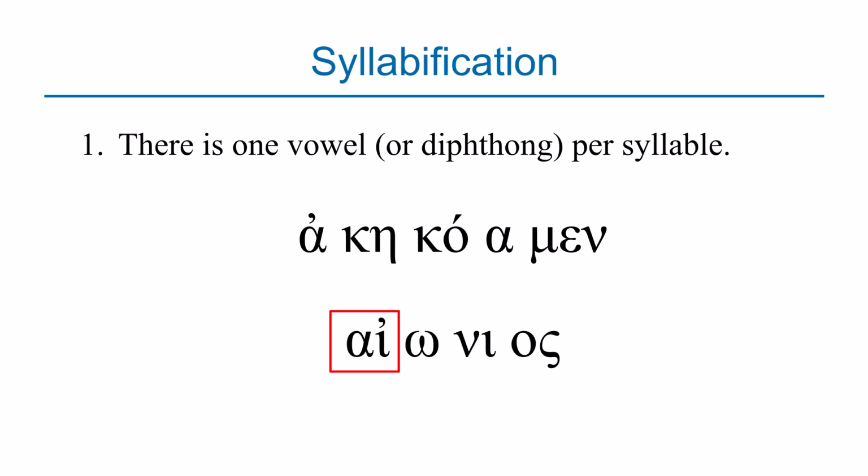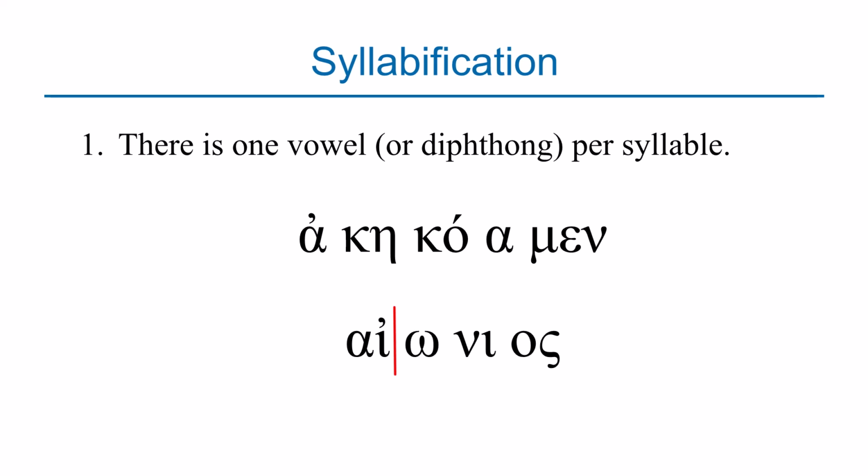So alpha and iota qualify to be a diphthong. And so when you're dividing or syllabifying this word, ionos, you do not split immediately after alpha, because you would be splitting a diphthong. They are pronounced as one sound, and so a diphthong is never to be split, is never to be divided. And that's why I've split after iota instead of after alpha.